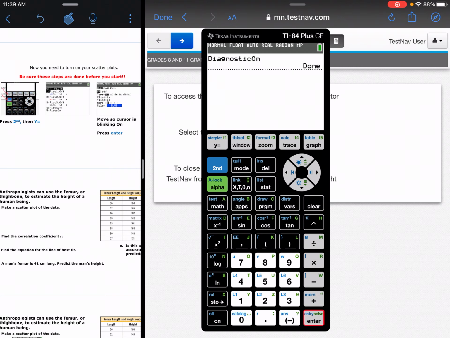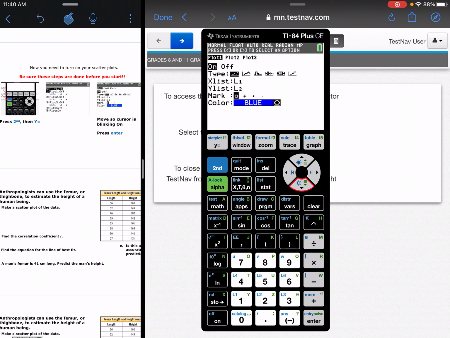That's in blue. So we're going to press second, y equals. Now your first one, notice plot 1 is off. So you're just going to press enter. Now the cursor is blinking on. Press enter again so it stays there. Then we want our first type to be a scatter plot. Make sure this says L1 and L2. It should already. You can choose which mark you want. I like that first one, and then you can also pick the color that you'd like your dots to be.